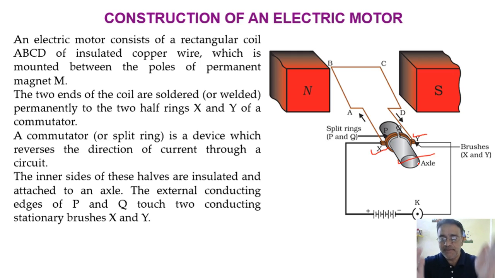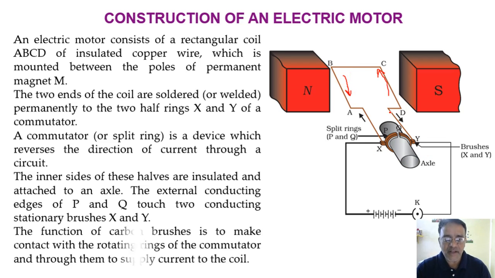Means when the coil comes vertical, it will reverse the direction of the current. So right now it is from this to this, and when it goes vertical, I will explain with the help of a video. When it comes to the vertical, the direction of current will change. So the direction of current in that case will be from this to this.